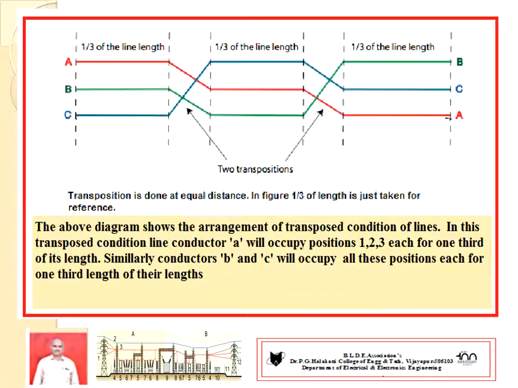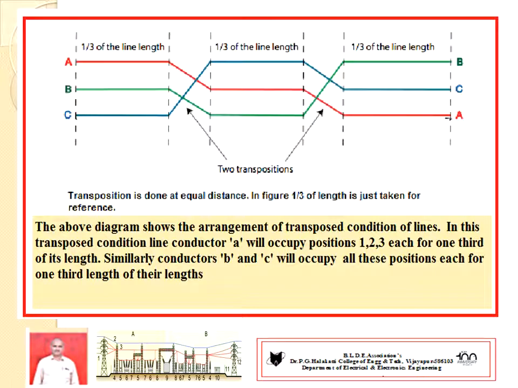Transposed condition means every 1/3 length of the line, the conductor changes its position. Position number 1 first, then position number 2 after 1/3 length of the transmission line. Again, after 1/3 length of the transmission line, it achieves position number 3.